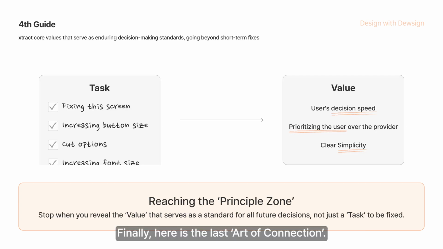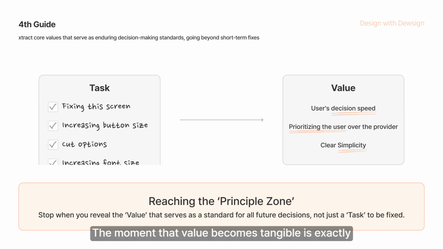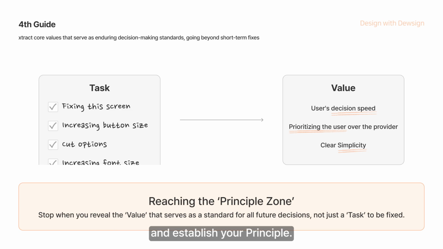Finally, here is the last art of connection. It's about the question, when should we stop? You should stop asking when the essential value that we should strive for finally emerges. You must not stop at a mere task level, such as, we should add this specific feature. Instead, dig persistently until you reach values that lie deeper than the tasks at hand. Values like the service's reason for existence or its ultimate direction. The moment that value becomes tangible is exactly when you should stop the questions and establish your principle.